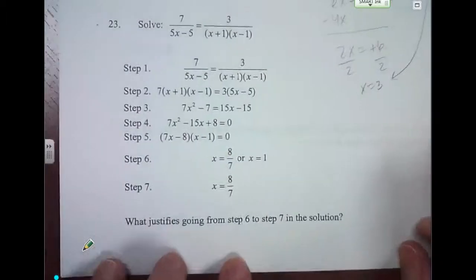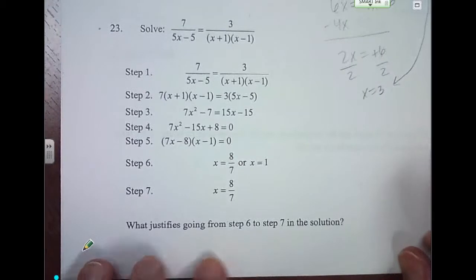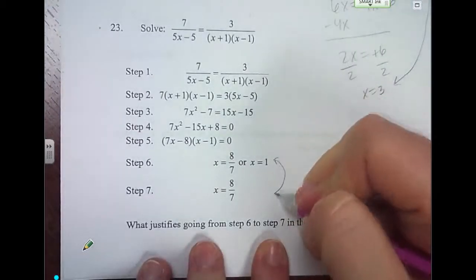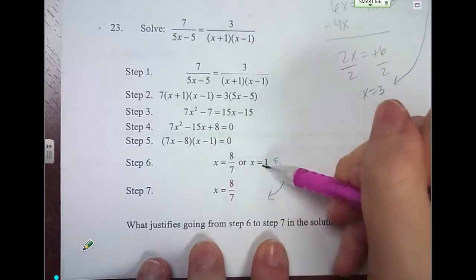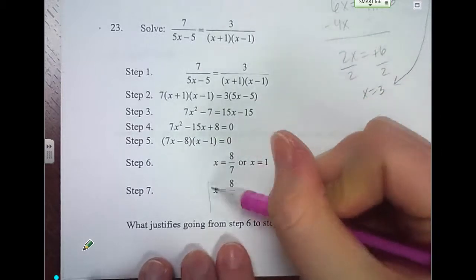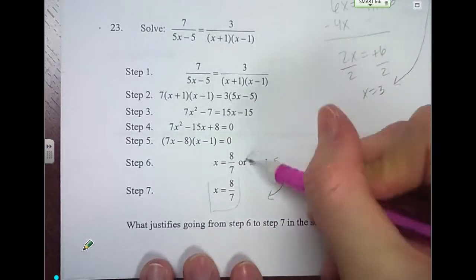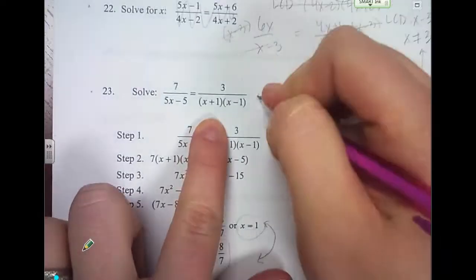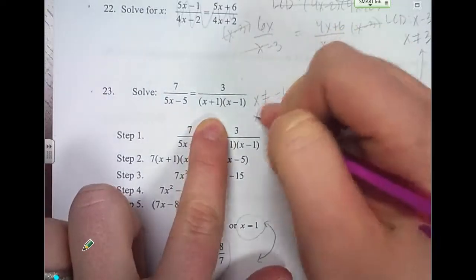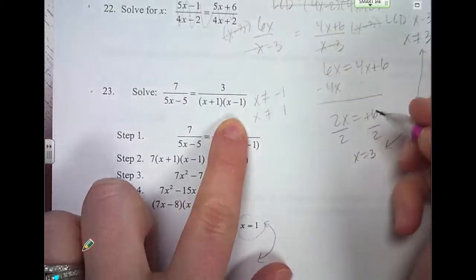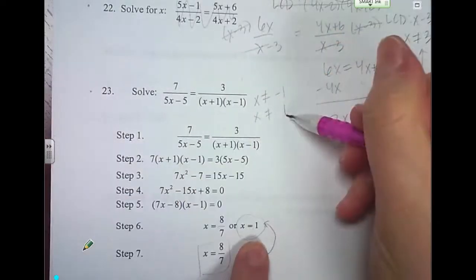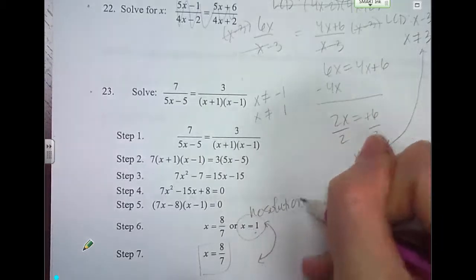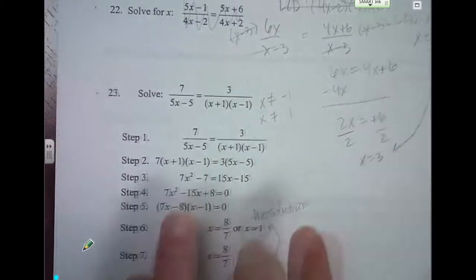Number 23. So here's a solving equation, and they want to know what justifies going from step 6 to step 7. So here in 6 to 7, they got 2 answers, but then they said, well, there's actually only 1 answer. So we want to say, well, why is that? The reason is because up here, if you were to say the undefined values, you would get x cannot equal negative 1, x cannot equal positive 1. So there's a contradiction there, and that's why this one is a no solution. Okay, so x equals 1 is undefined.